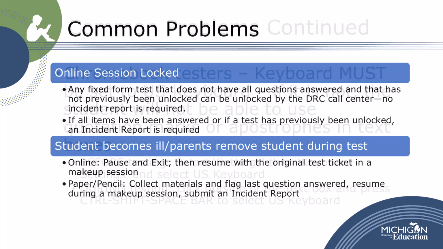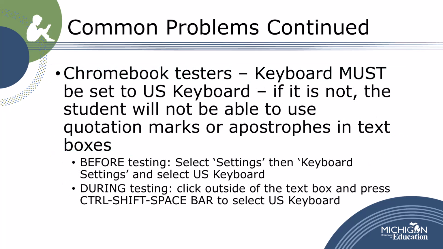assessment coordinator. Students testing on Chromebook who have the wrong keyboard setting, US International Keyboard, will not be able to use the quotation marks or apostrophes while in text boxes. To resolve this issue before testing begins, choose Settings on the Chromebook, then choose Keyboard Settings, and be sure US Keyboard is selected. If this happens during testing, have the student click outside of the text box, then press Ctrl-Shift-Spacebar, which will bring up the option to select the US Keyboard setting.